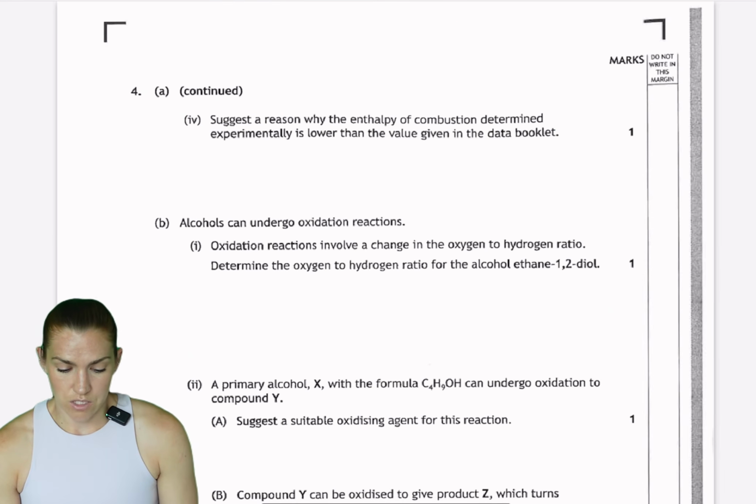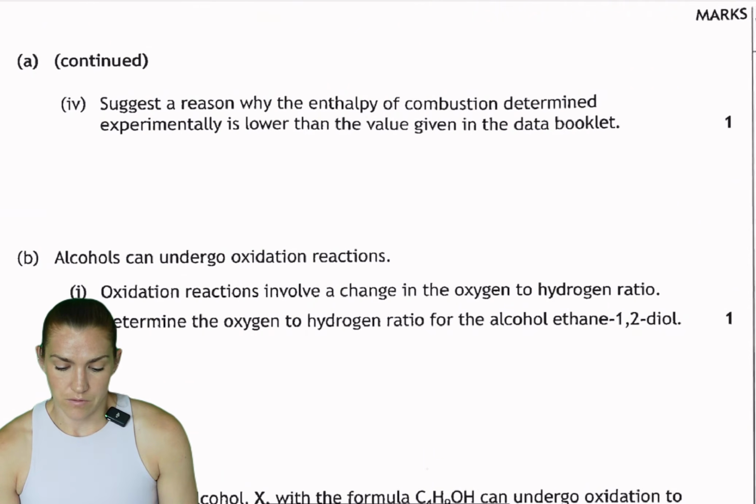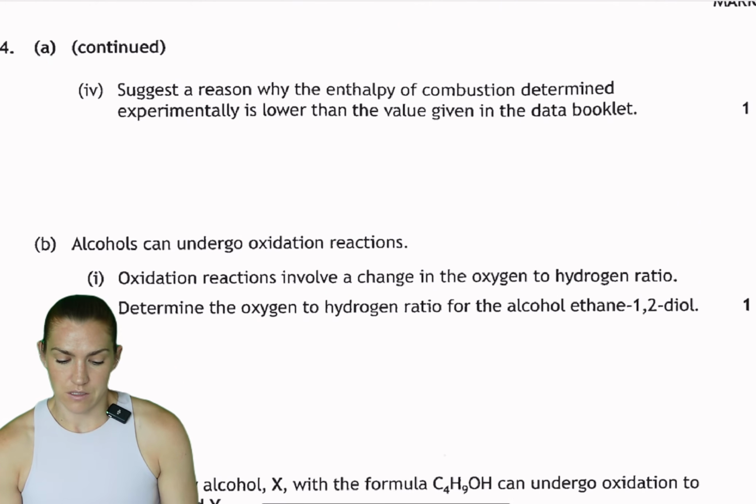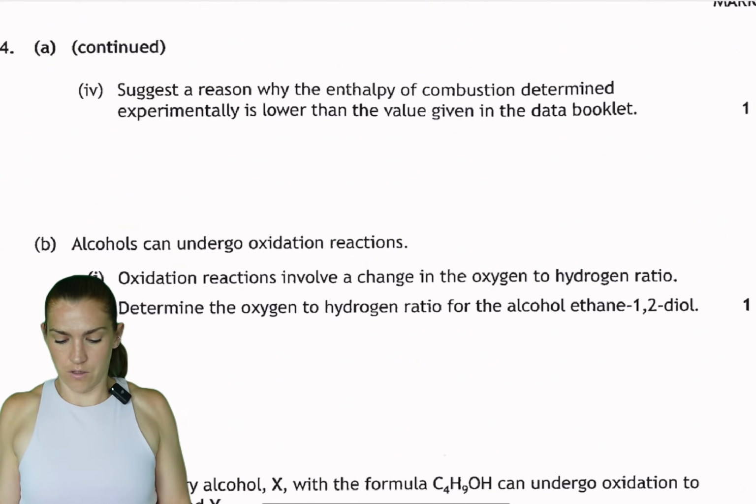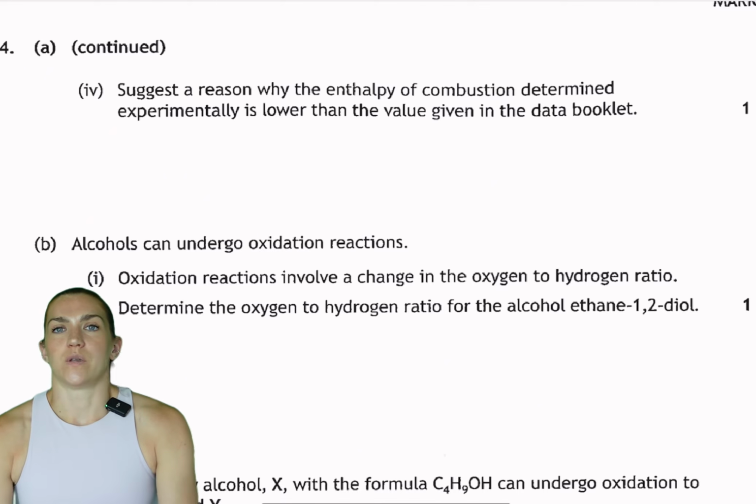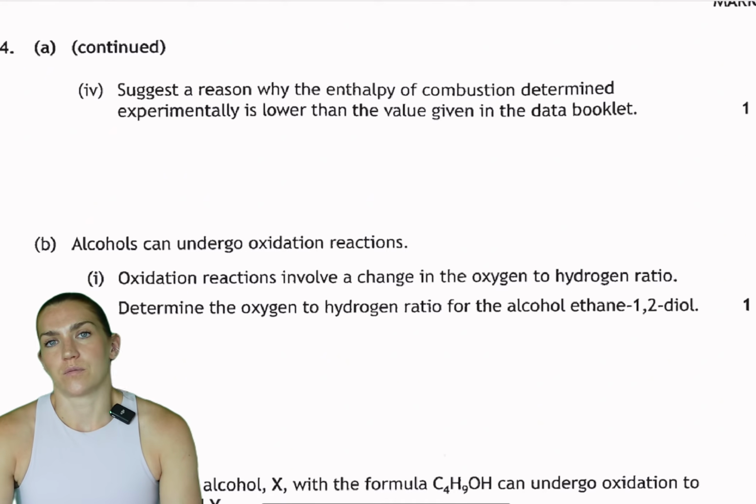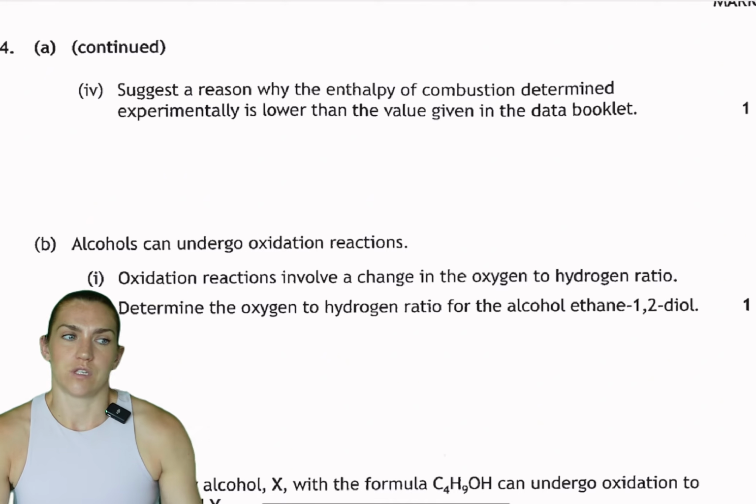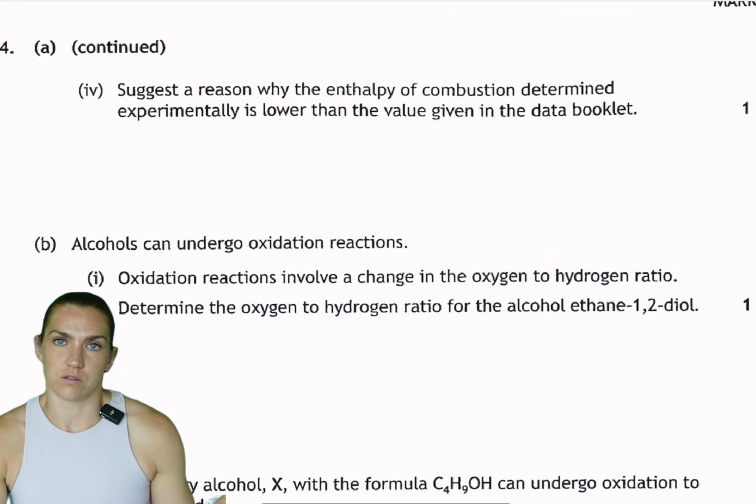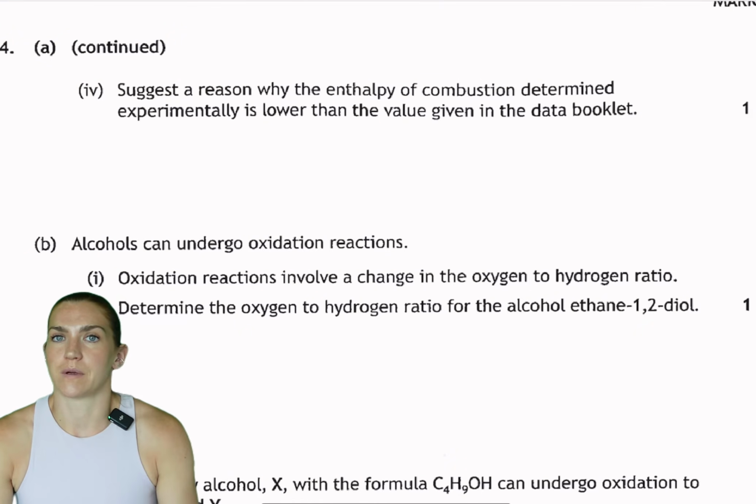So then, suggest a reason why the enthalpy of combustion determined experimentally is lower than the value given in the data booklet. So there's always a couple of reasons that are commonly known for why, when we do the experiment in the classroom, the results aren't as high, like the enthalpy of combustion doesn't come out as high as what it says in the data booklet.